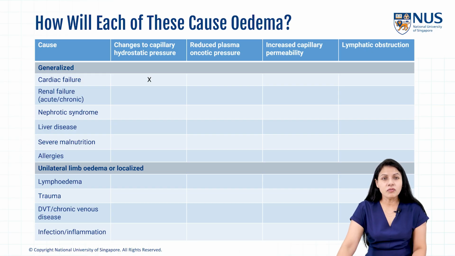So, the key takeaways in this session are that any condition that produces edema does so through one or more of the four following mechanisms. It can be either increased capillary hydrostatic pressure, decreased plasma oncotic pressure, increased capillary permeability, or lymphatic obstruction.